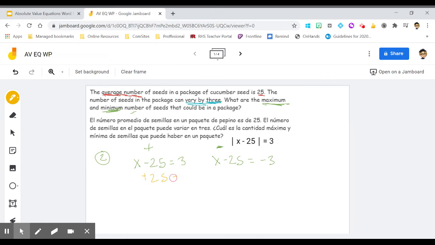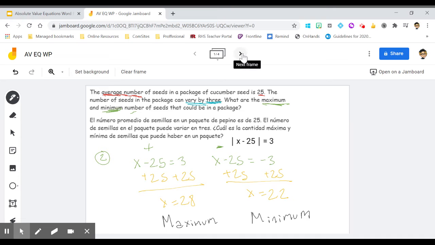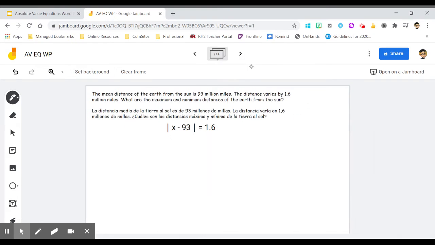So I'm going to add 25 over, and I'm going to get x equals 28. I'm going to add 25 over, and I'm going to get x equals 22. And you can really clearly see here that this is going to be the maximum because 28 is bigger, and this is going to be the minimum because 22 is smaller. Let's take a look at a couple more problems.